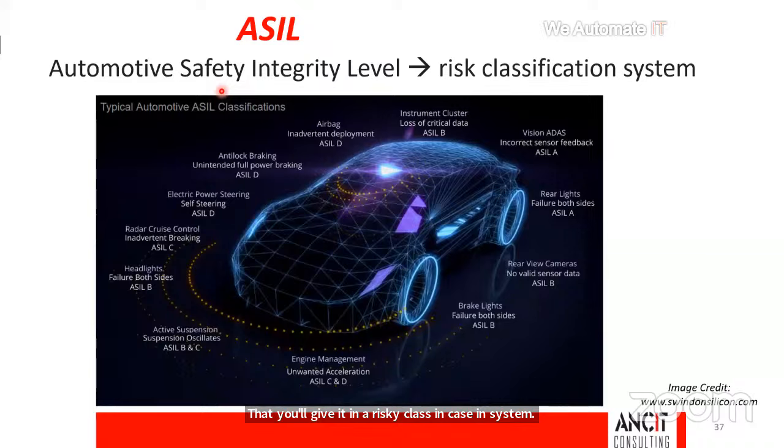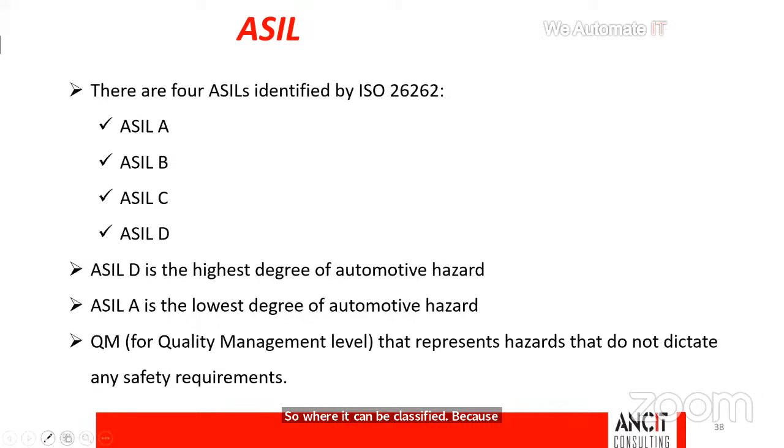Yeah, understood. In addition to this, if we look at the exhaust gas system or emission-related systems, it may not have a direct impact on humans, but on the environment. So where can it be classified? Because it is not having an impact directly on humans, but the emissions are high.